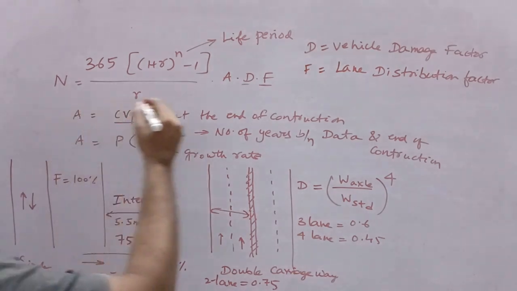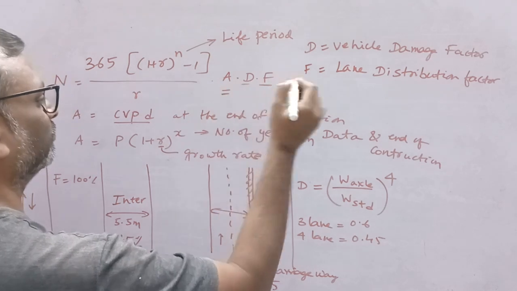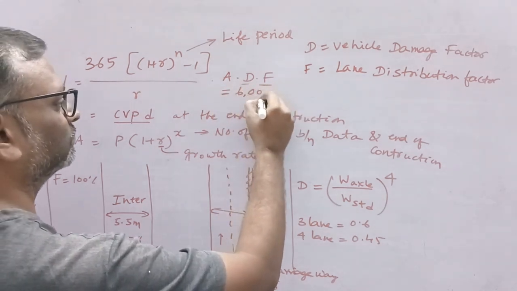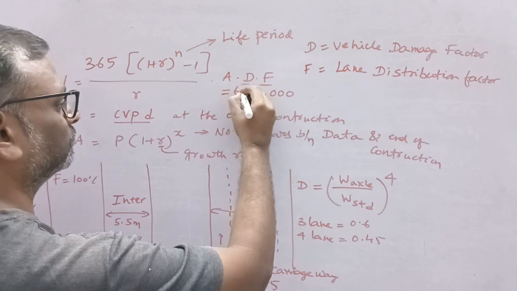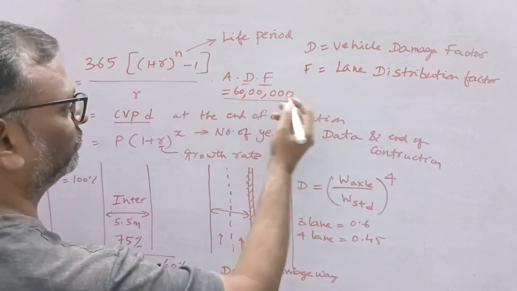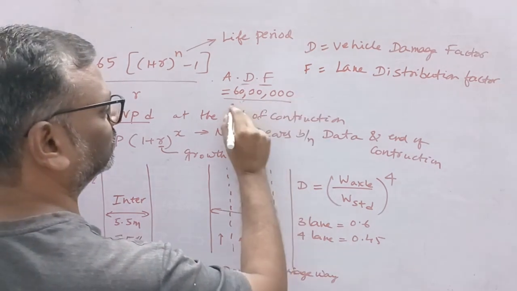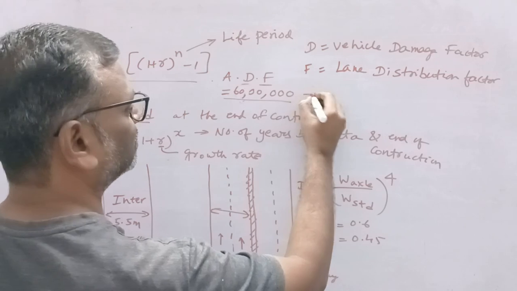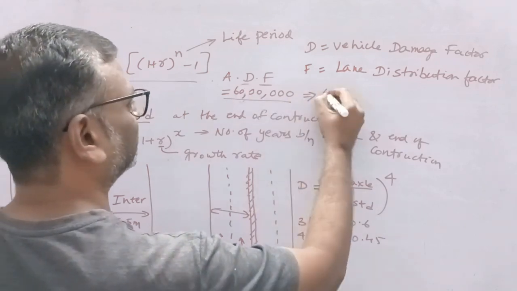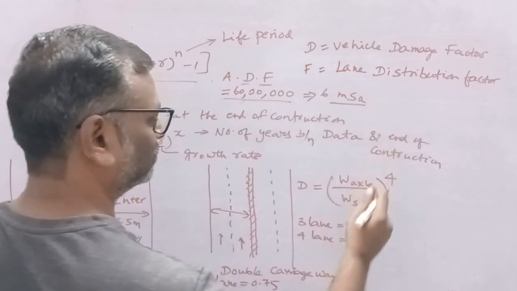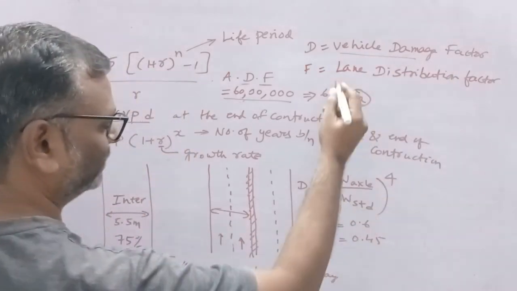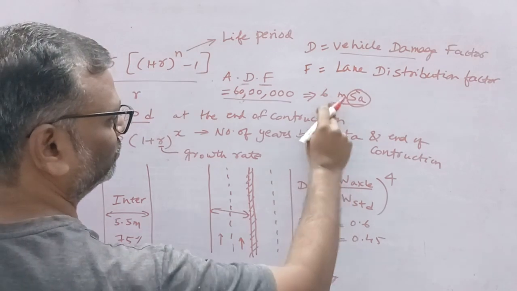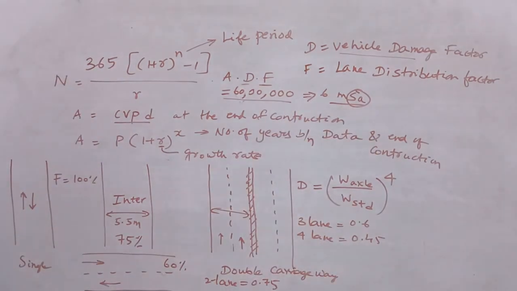So after calculating this you will get some value, something like this. Now you have to convert this in millions. So divide by 3.6, and get this as 6 million standard axles. We have standard axles because we have applied the vehicle damage factor and converted everything into standard axles. So you report in million standard axles.